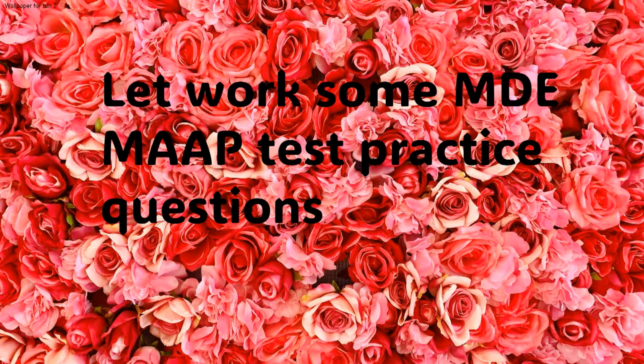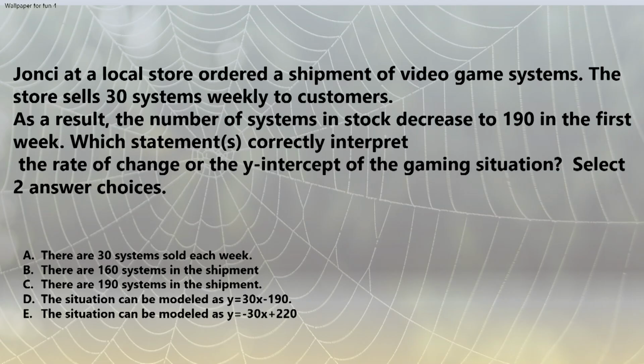Let's work some MDE MAP test practice questions. You knew it was coming. We're working on those. So, John C. at a local store ordered a shipment of video game systems. The store sells 30 systems weekly to customers. As a result, the number of systems in stock decreased to 190 in the first week. Which statements correctly interpret the rate of change or the y-intercept of the gaming situation?